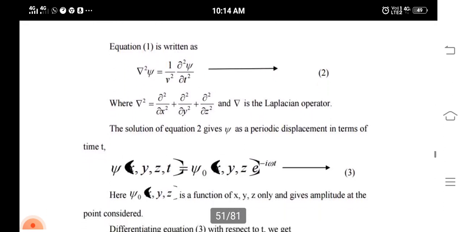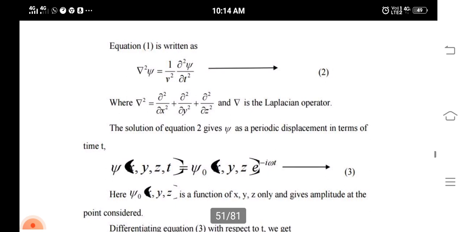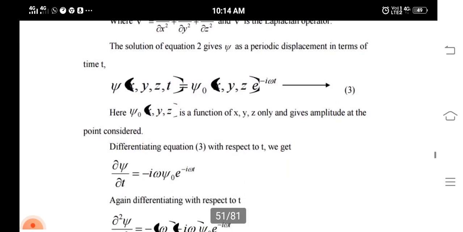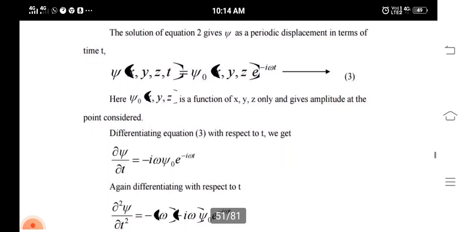The solution for equation 2, which gives the psi value as a periodic displacement in terms of time, is ψ(x,y,z,t) = ψ₀(x,y,z) e^(−iωt). Here ψ₀ is a function of x, y, z only and gives the amplitude at the point which is considered. We differentiate equation number 3: ∂ψ/∂t = −iω ψ₀ e^(−iωt).